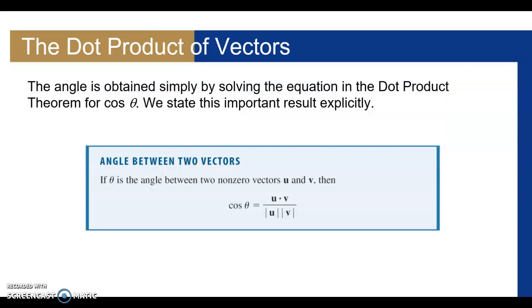Right? So this second equation, guys, is actually the exact same equation as the dot product theorem. The only difference is we solved for cosine theta. All right, so we solved for cosine theta, and when we do that, we get the dot product of u and v divided by the magnitude of u times the magnitude of v.